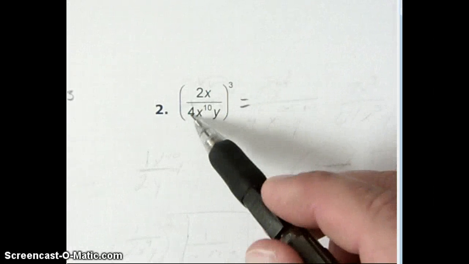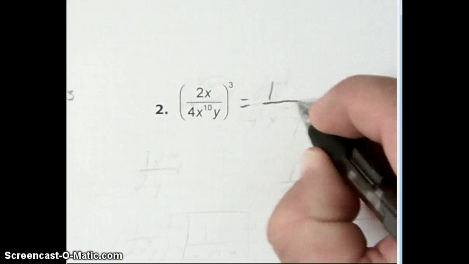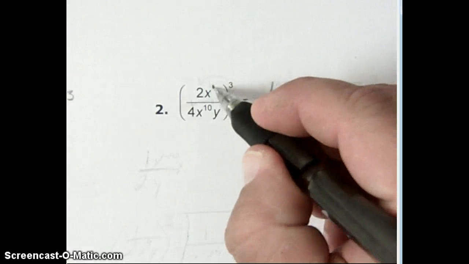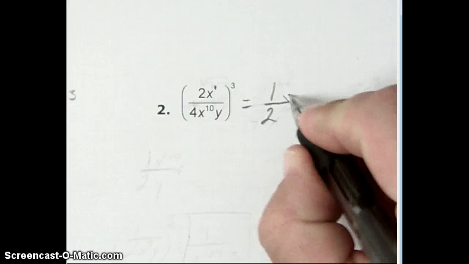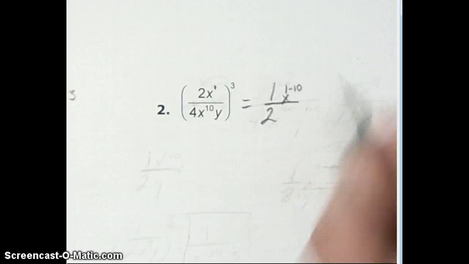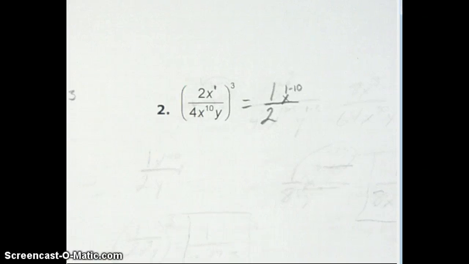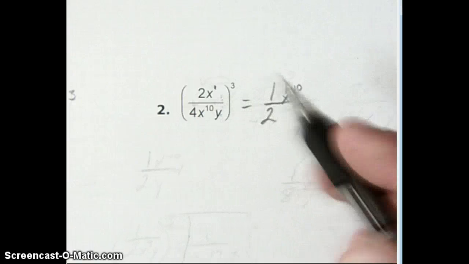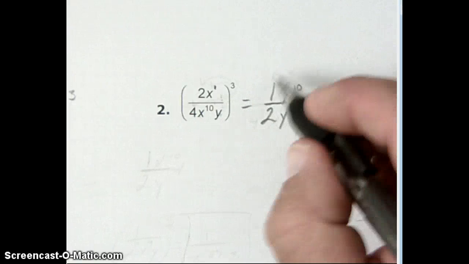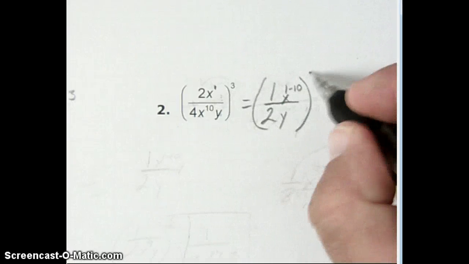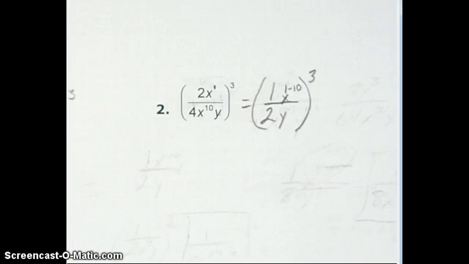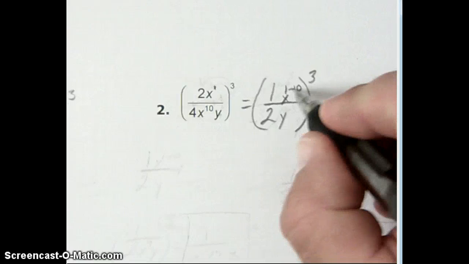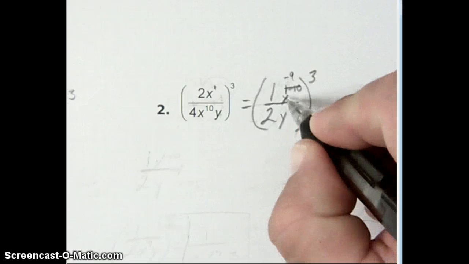I see that I have 2 over 4. Well, that's going to reduce to 1/2. And then I have an x to the 1 over x to the 10. That becomes an x to the 1 minus 10. And then I still have a y down on bottom. I don't have anything to divide that with, so let's just keep y down at the bottom. Now remember, all this stuff is inside a parenthesis with that guy outside. Alrighty? Now when I go ahead and do this quotient rule, this 1 minus 10 becomes a -9. So that's really x to the -9th power.